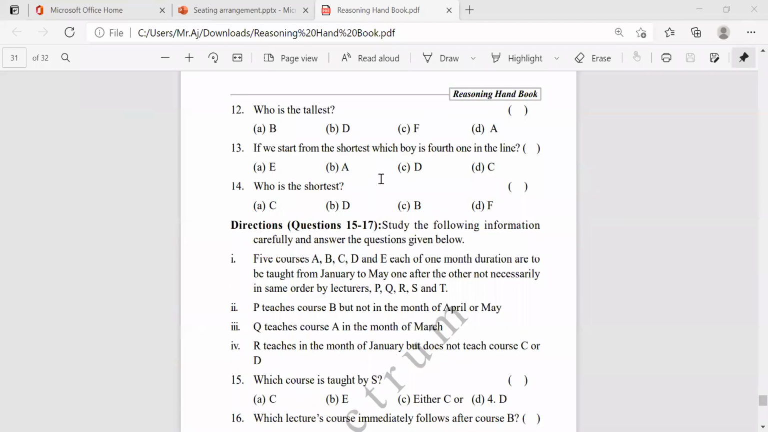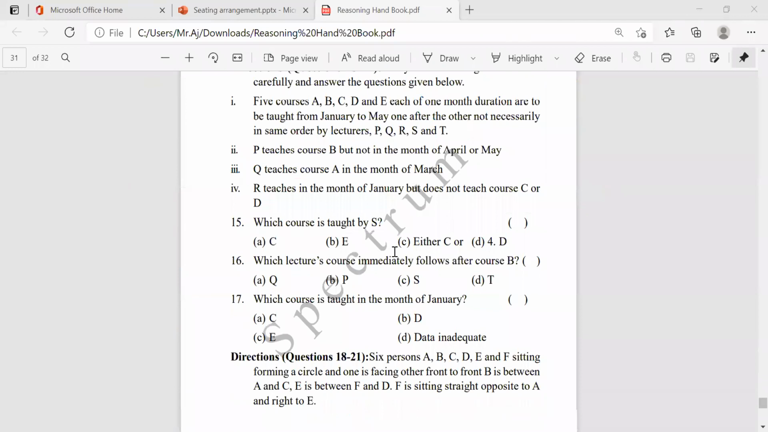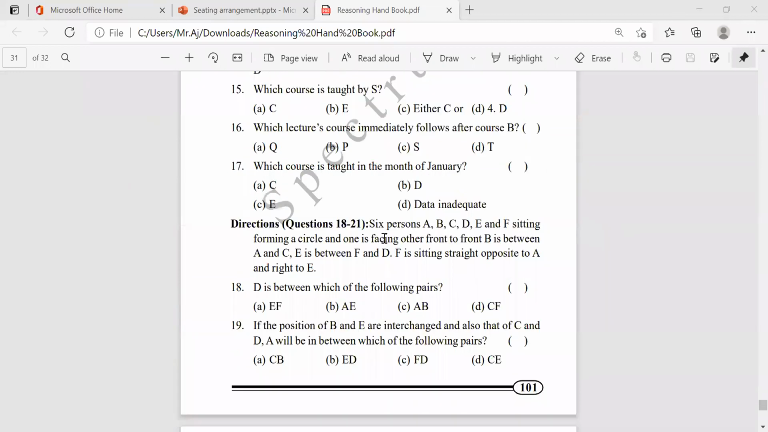Following information. Okay, this is level 1. See this one. 6 persons A, B, C, D, E, and F are sitting, forming a circle, and one is facing another, front to front. B is between A and C. E is between F and D. F is sitting straight opposite to A and right to E.